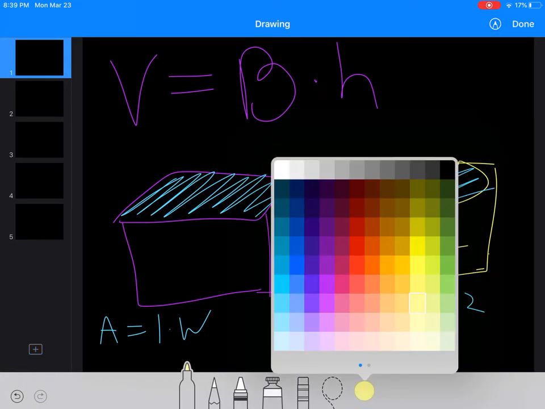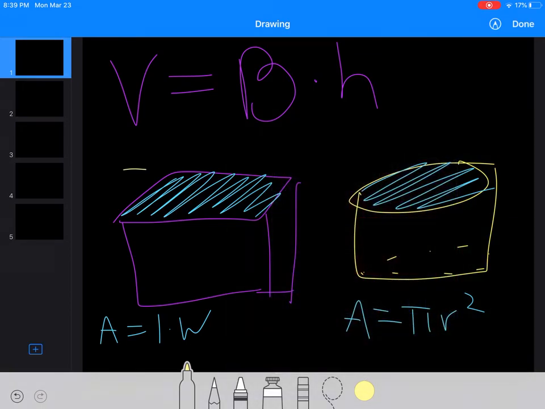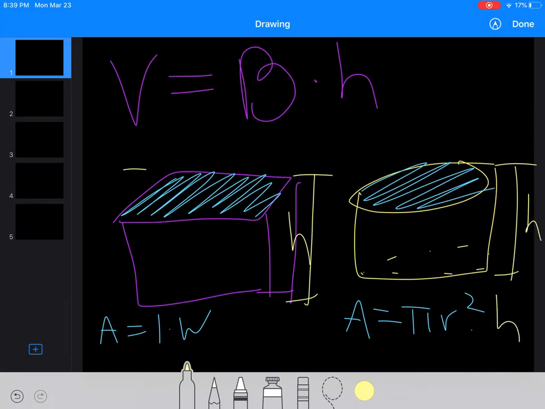And the height is h here. So h is just the height of the prism or cylinder. So the volume on the left is length times width times height. The volume on the right is pi r squared times height.